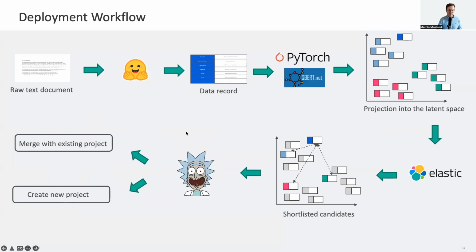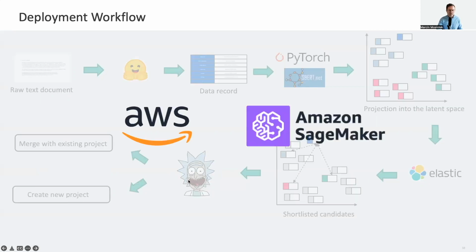So from the technological point of view, NER is a Hugging Face transformer. Our neural network uses SBERT and PyTorch. The search for duplicates is performed with Elasticsearch, as it supports embedding vectors and metadata prefiltering, and human experts are there to take the final decision. The whole solution is deployed on AWS, and for the machine learning part we rely on SageMaker.